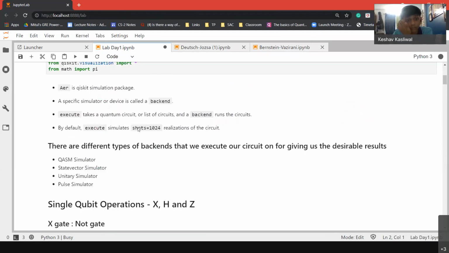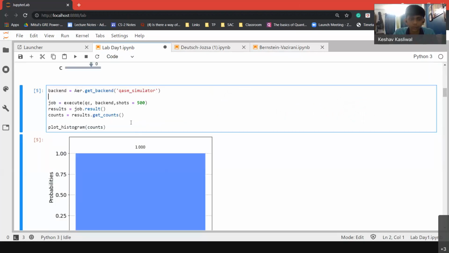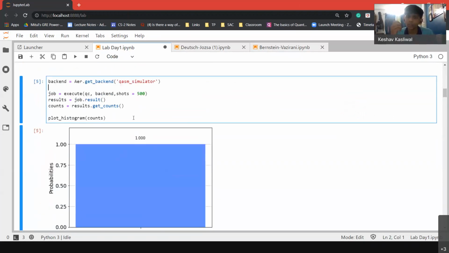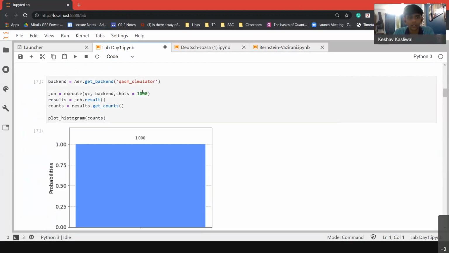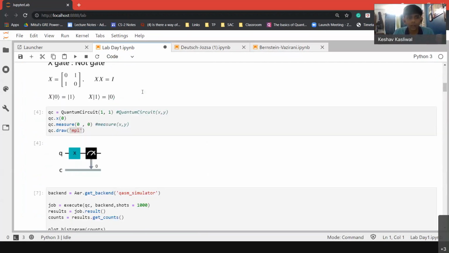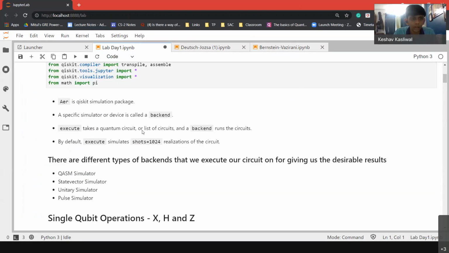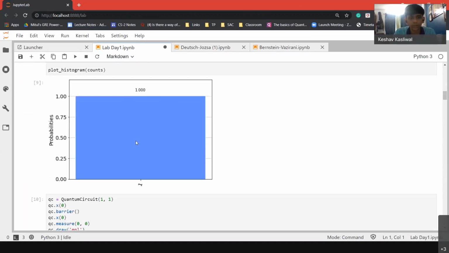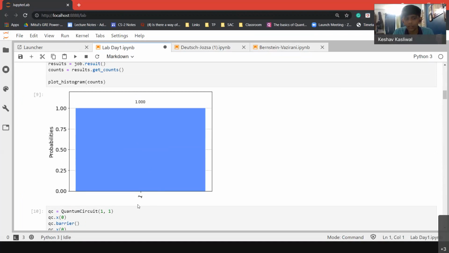I'll come back to what shots were basically. Shots are something where, even if you run the circuit 500 times, or 1,000 times, the result is the same. I'll have to execute it from the top. I hope it's clear now. As you can see over here, the result is still 1.